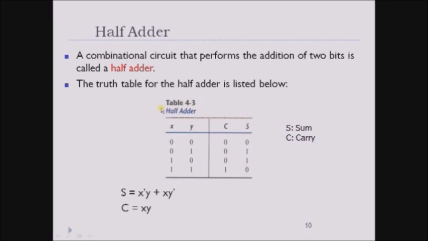Now this is the truth table of the half adder circuit. If you have two inputs, then you'll get 4 combinations in total, that is 00, 01, 10 and 11.